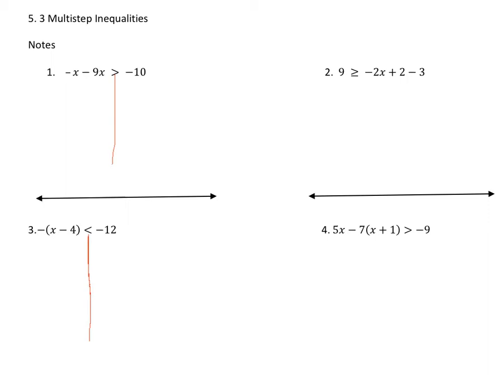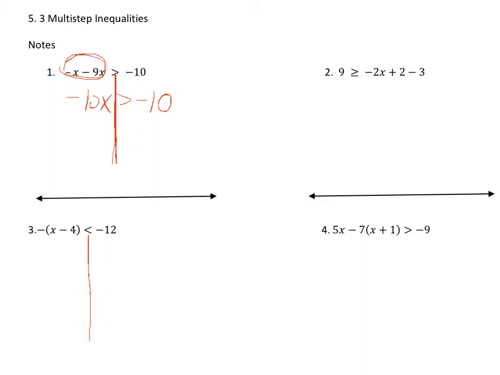Alright, number 1, I'm going to work just with the left side, and these are like terms right here. You can also see how I drew the line right down the middle to separate the left from the right side, so make sure we stay neat, we stay organized. Okay, working with that left side, negative x minus 9x gives us negative 10x. So it's greater than negative 10.